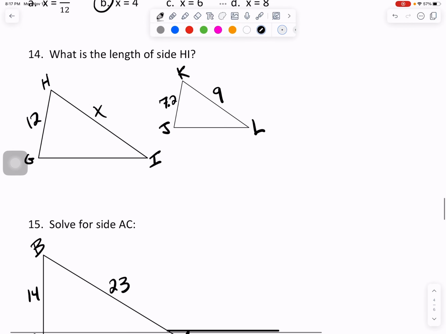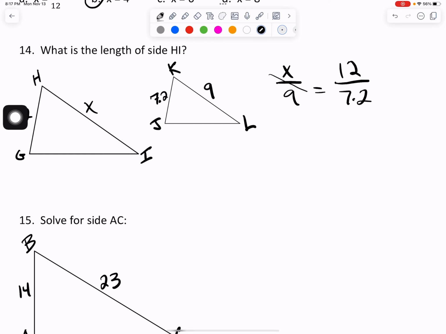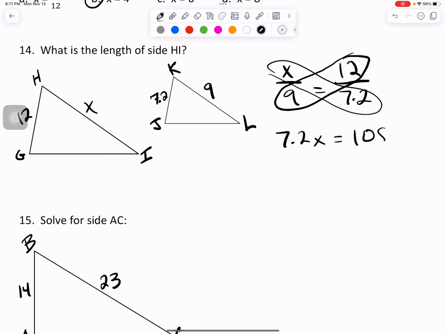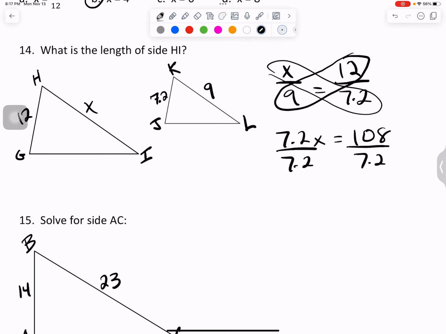Moving on to number 14. What is the length of side HI? Oh, just another one again. Well, HI is to the right, and it's an x. I'll set that over to the right side of this triangle, which is 9, equals our other piece of information, which is 12, over our other piece of information, which is 7.2. I know, you guys are bored with this. I get it. I am too. But it's great because you're all demonstrating such wonderful understanding. And we just did 9 times 12 above. Weird. 108. Divide each side by 7.2. Let me pull this back in. I'm just going to hit divide. 108 divided by 7.2 equals 15. X equals 15.